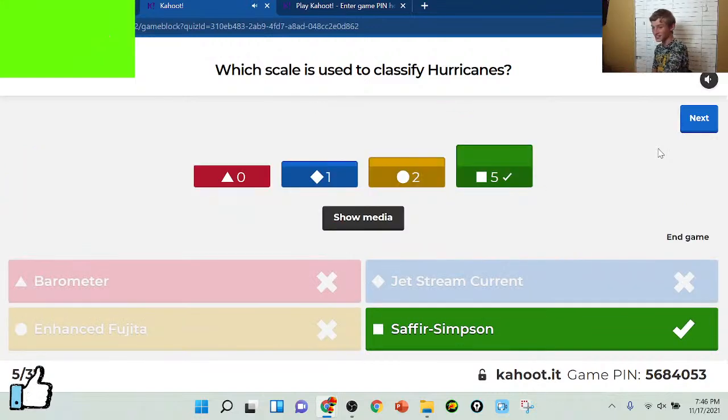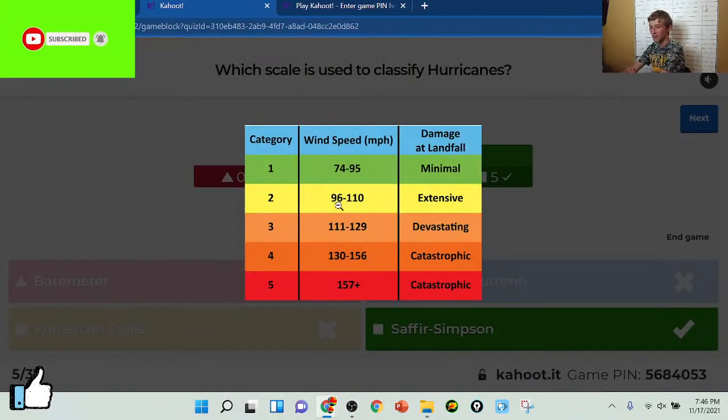Alrighty. So yes, the Saffir-Simpson scale is what is used to name tropical systems. You have categories 1, 2, 3, 4, and 5. Now, before I go ahead and take off this image, pay very close attention to this, okay? Alright, you all got it in your minds? Alright, good.